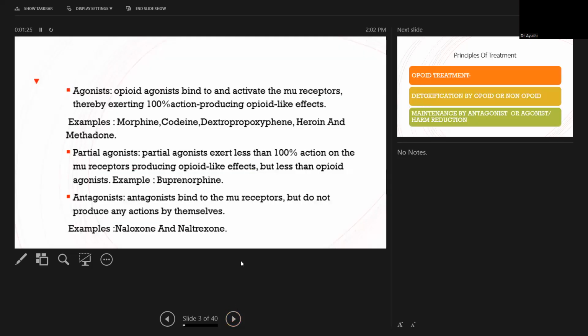Now we have three types of action. Agonist: an opioid agonist binds to and activates the mu receptor, thereby exerting 100% action, producing opioid-like effect. Examples are morphine, codeine, dextropropoxyphene, heroin, and methadone. Partial agonist exerts less than 100% action on the mu receptor. Example is buprenorphine. Antagonist binds to the mu receptor but does not produce any action by itself. Examples are naloxone and naltrexone.